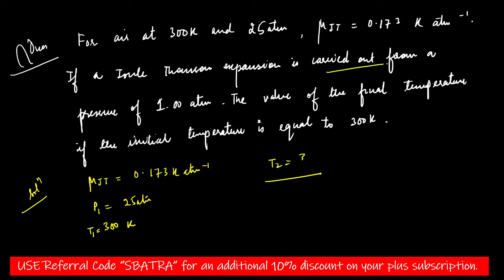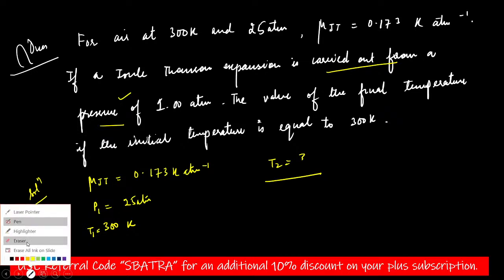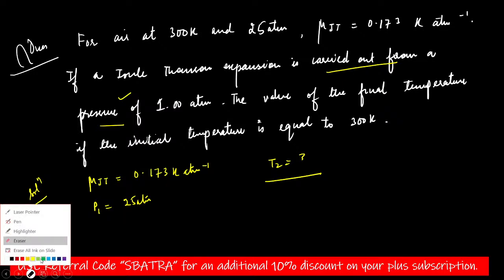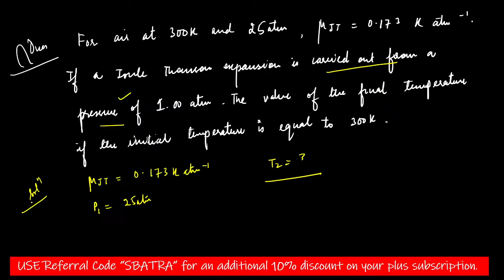Joule-Thomson expansion is carried out from a pressure of 1 atm. So basically, at this pressure, we are performing this experiment. We have to calculate the final temperature. So what is your Joule-Thomson coefficient? It is the change in temperature divided by the change in pressure at constant enthalpy. So this is your Joule-Thomson coefficient.